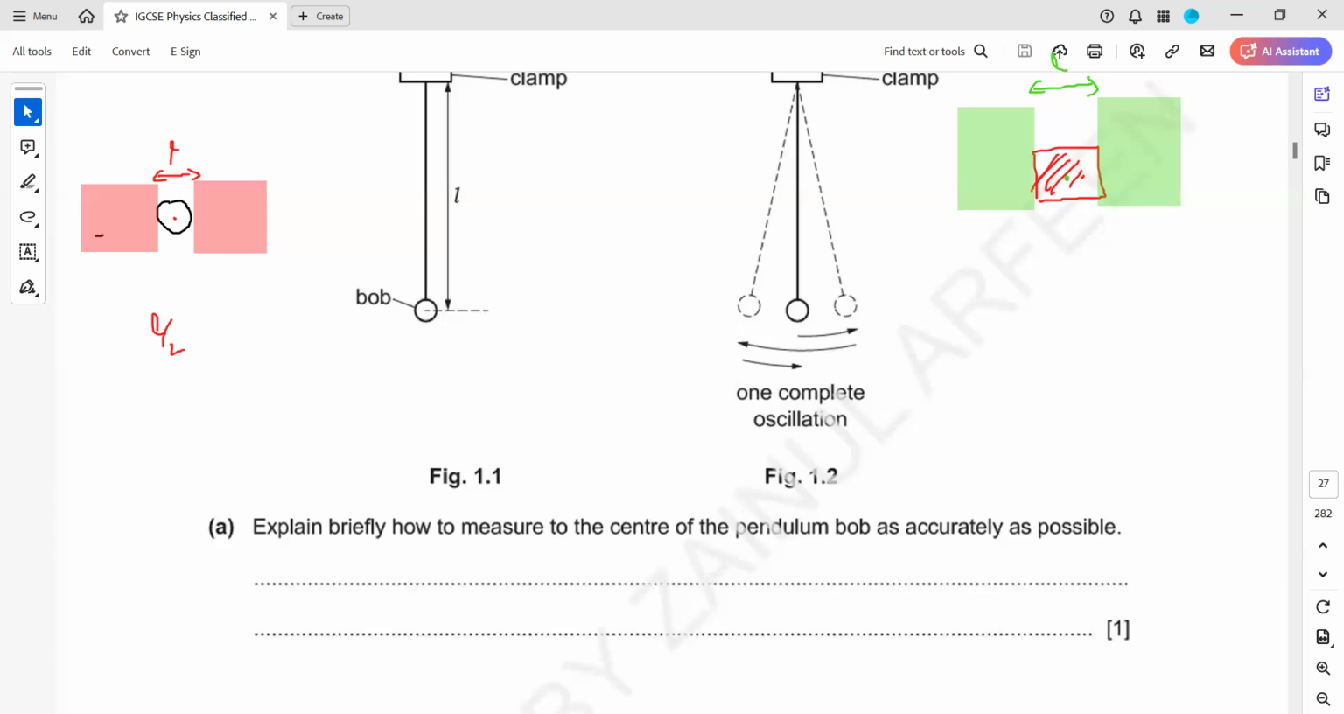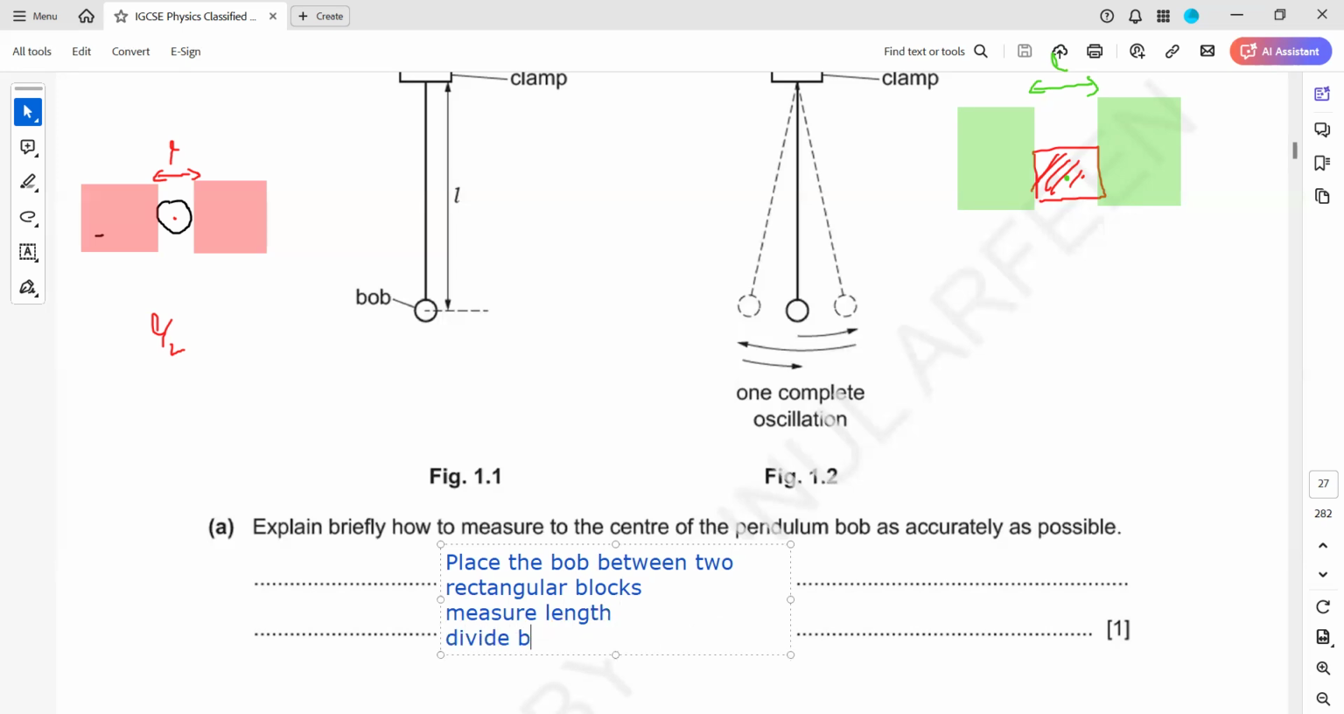So yes, what we can mention: we can place the bob between two rectangular blocks and measure the length and then divide by 2. For example, if the length is say 5 centimeter, the center will be 2.5. If the length is 6 centimeter, center will be 3. If length is 10 centimeter, center will be 5.